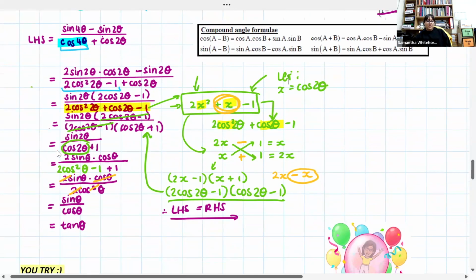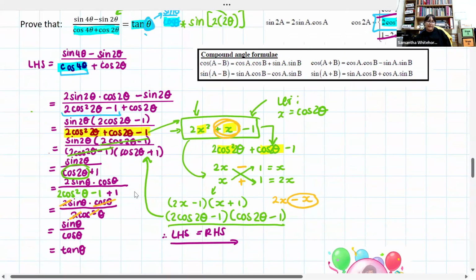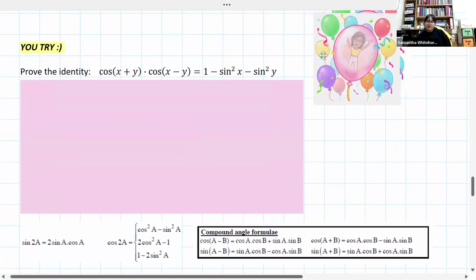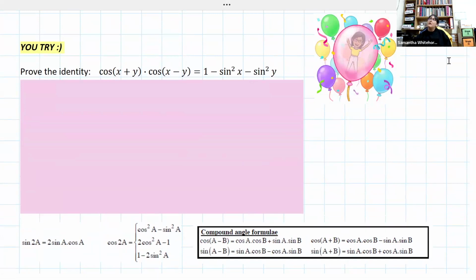But I think you're going to try one by yourselves. Right, so let's give this one a try. Again, I've put all of the formulas down there at the bottom for you in case you need them. Again, I'm going to give you like 5 minutes. Let's give it a go.